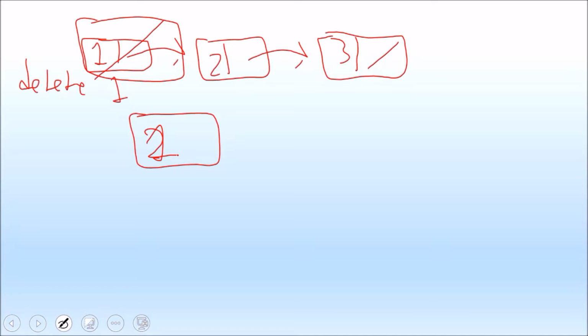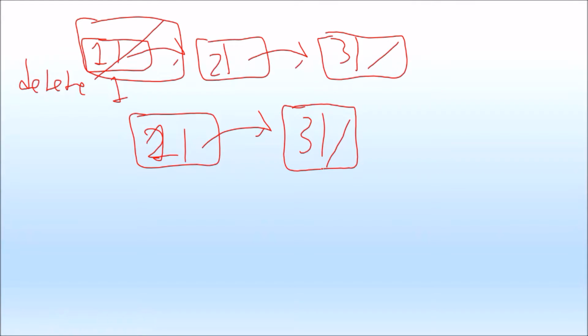2, and then 3. Right? So how can I basically remove this linked list?